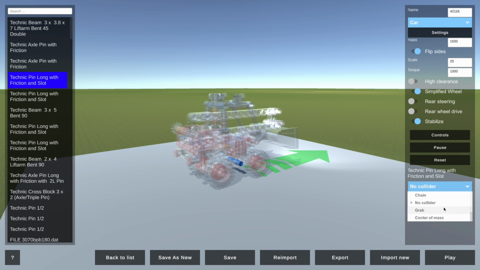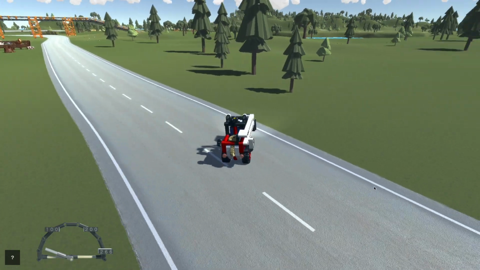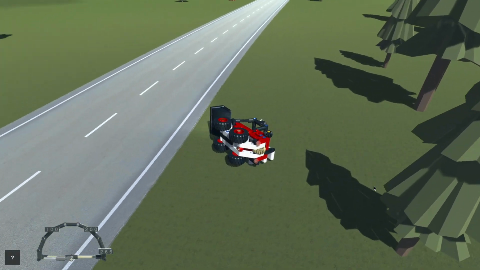You can specify a part as the center of mass of the model. This can help stabilize cars and is especially useful with large machines that would otherwise easily tip over.